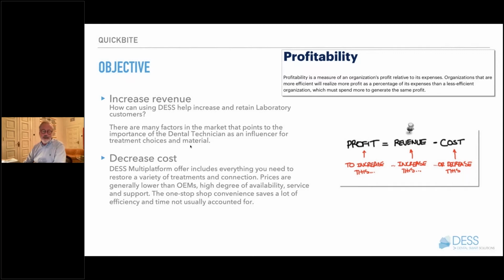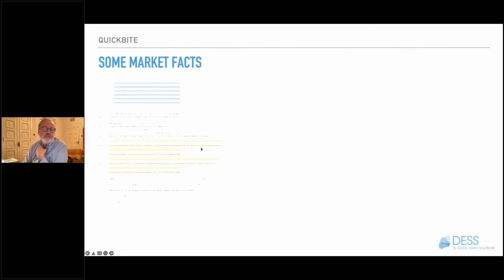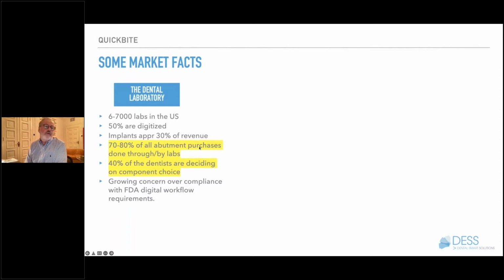But we should never say that cost is the same as price. There are many other aspects to the cost inside a dental laboratory. Before we go into this, let's look at some other facts and market trends that I think are very interesting to look at.